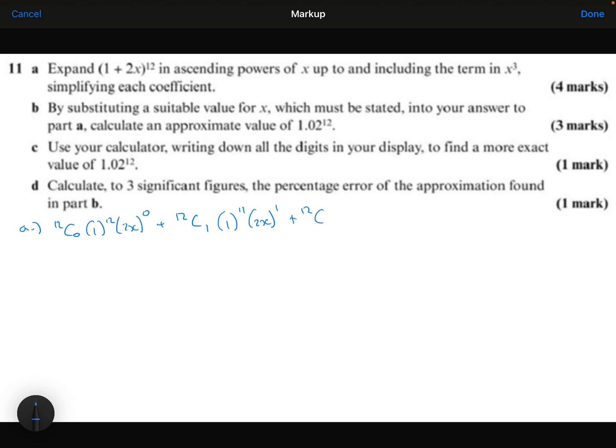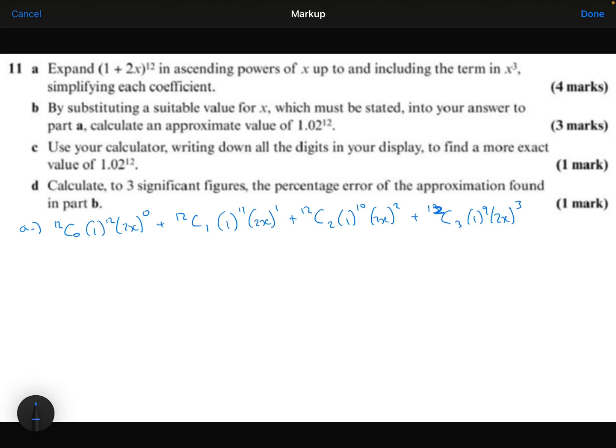Our third term, 12c2, 1 to the power 10, (2x) to the power 2. And then our fourth term, 12c3, 1 to the power 9, (2x) cubed.